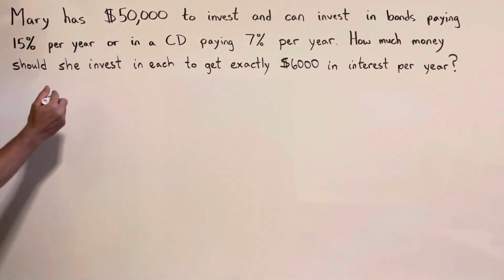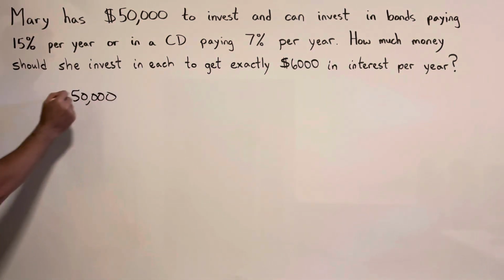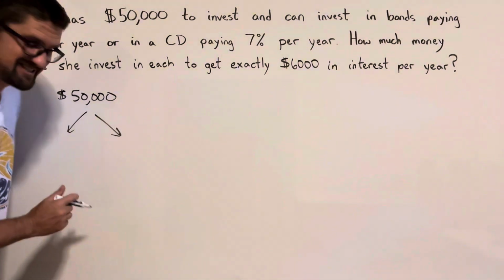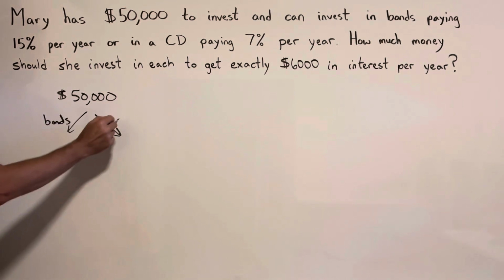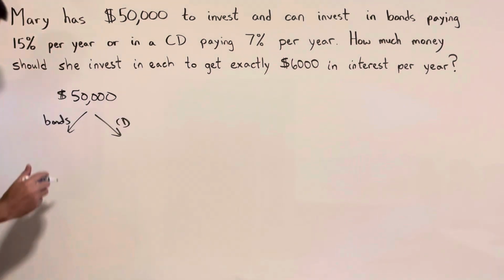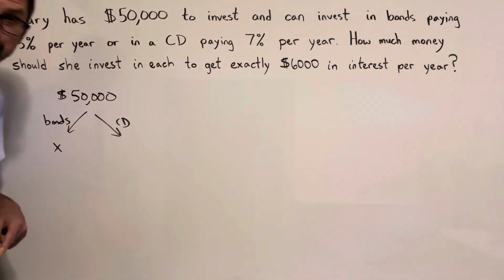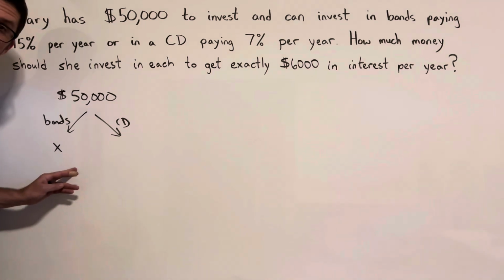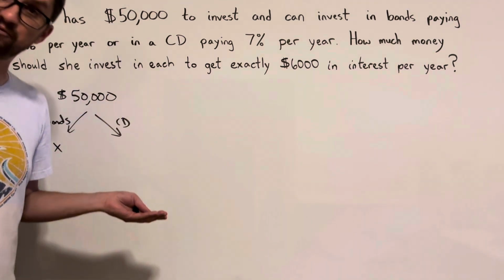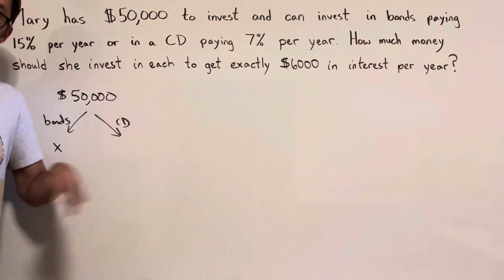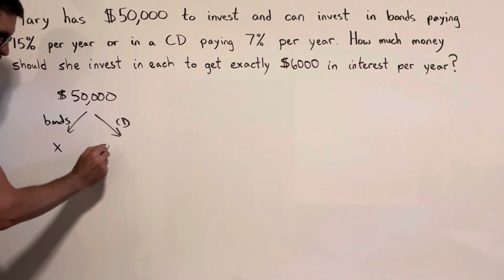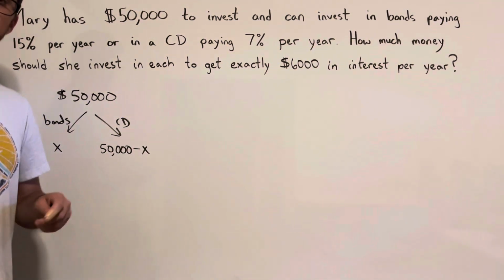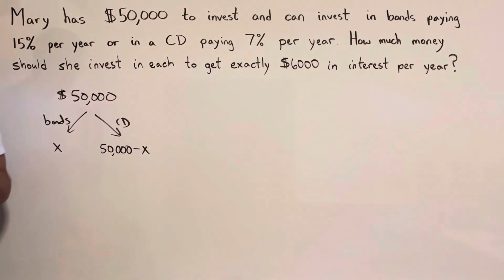If this $50,000 is being broken up into bonds and a CD, we can let X be the amount going into the bonds. Then for the CD, we take this amount X and subtract it from the total 50,000 to get how much we're going to put into the CD. So we do 50,000 minus X. That's the amount going into the CD if we put X into the bonds.